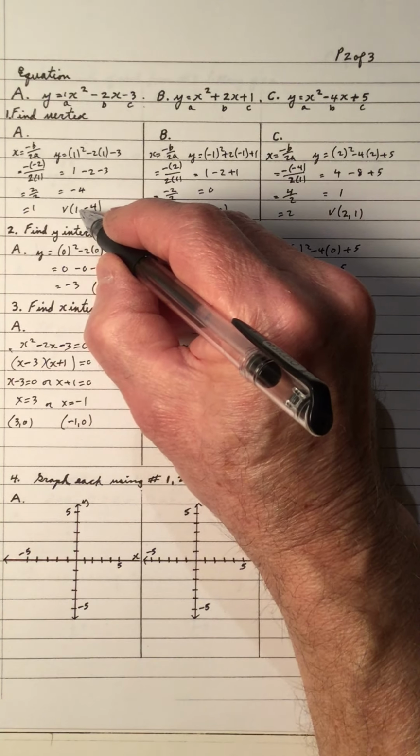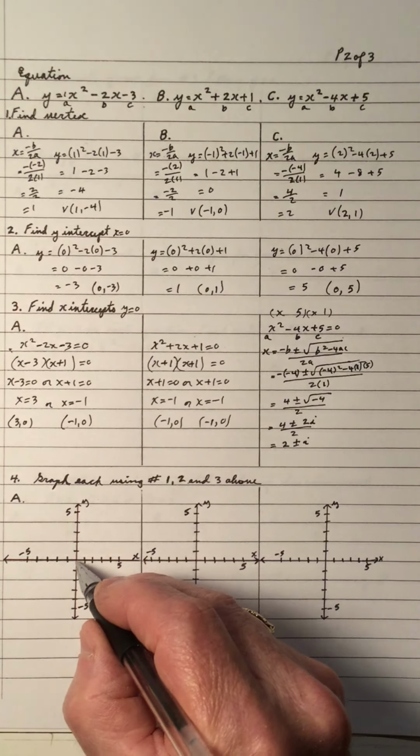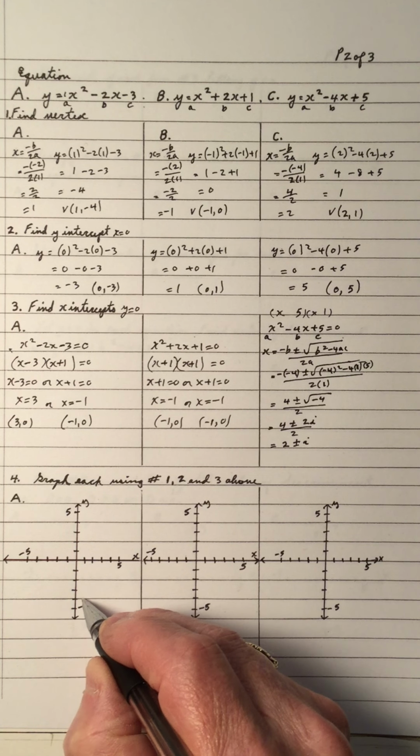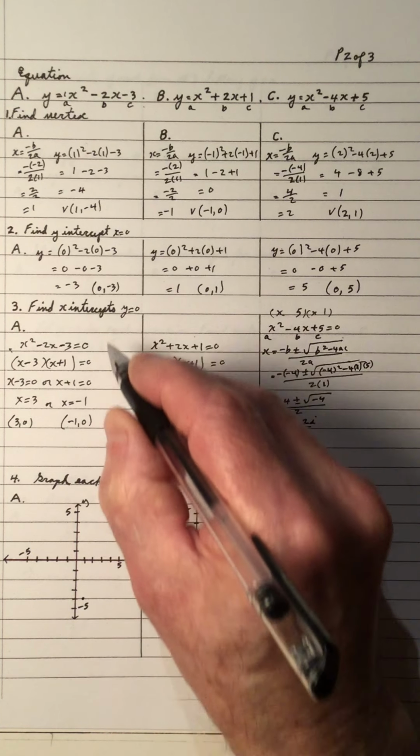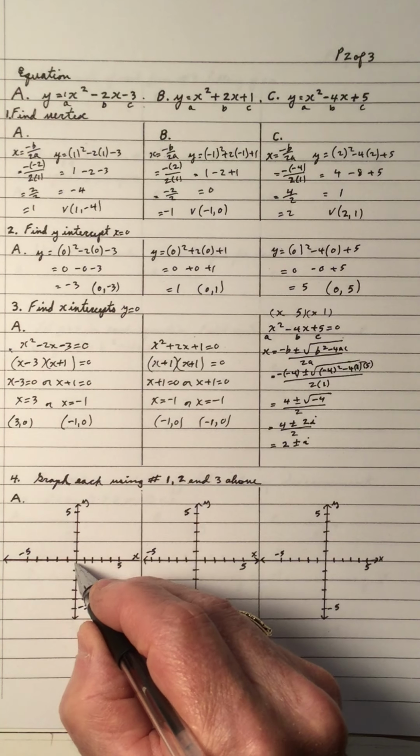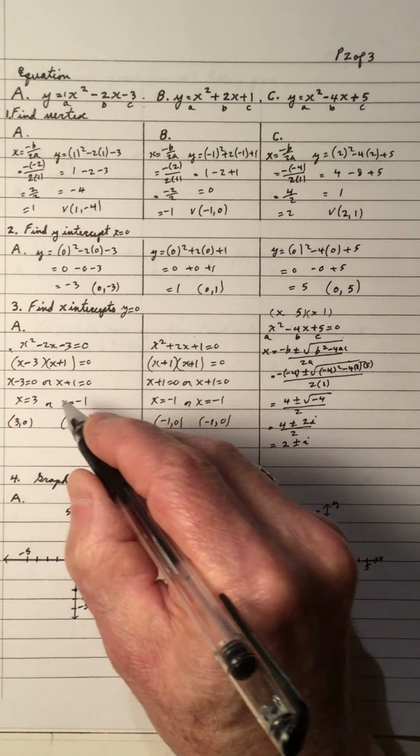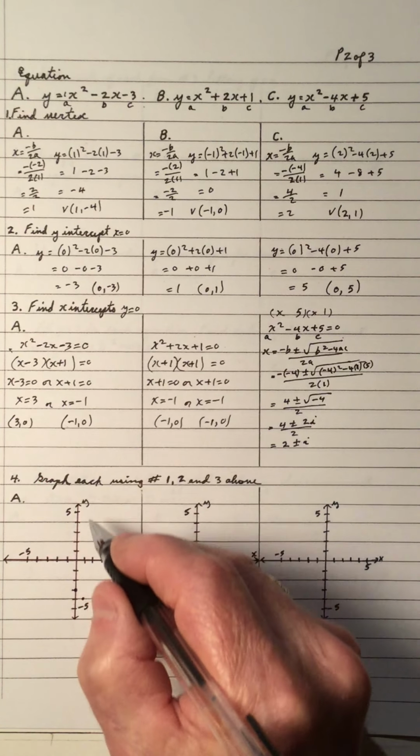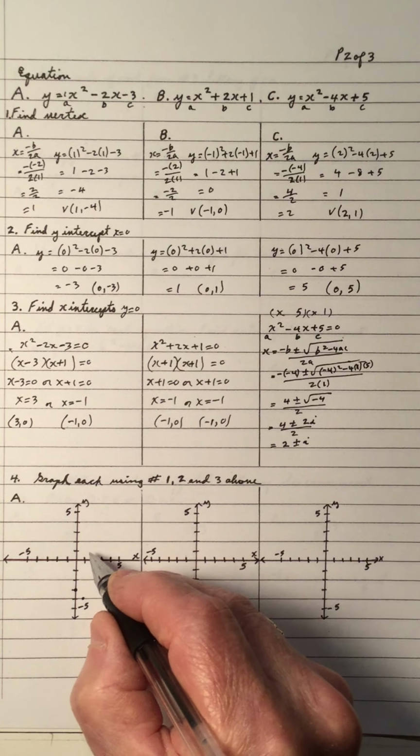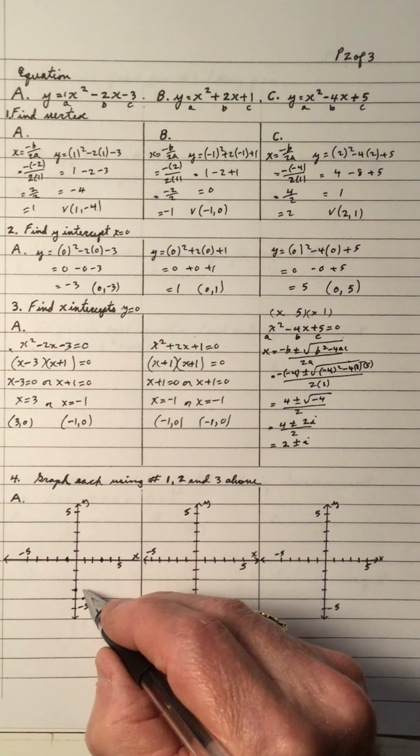So the vertex is (1, -4) for the first one. x is 1, y is -4, 1, 2, 3, 4, right there. The y-intercept is -3, so it cuts the y-axis at -3. And the x-intercepts are 3 and -1. x is 3 and -1 are the x-intercepts. And we'll draw that parabola.